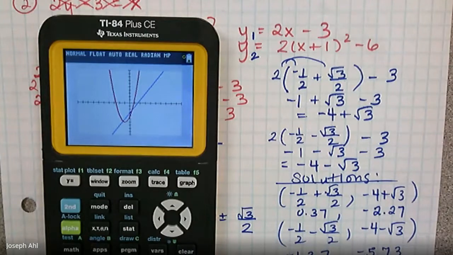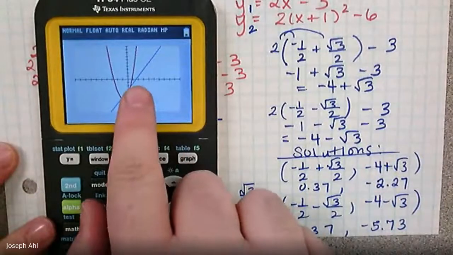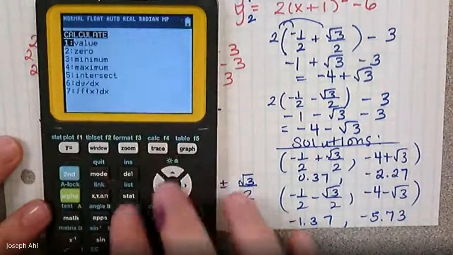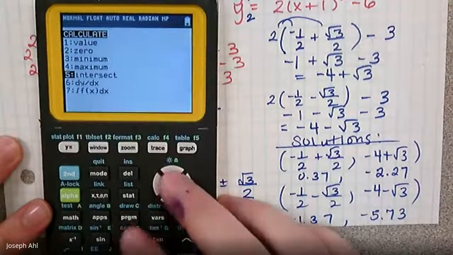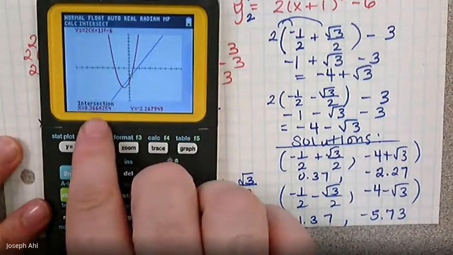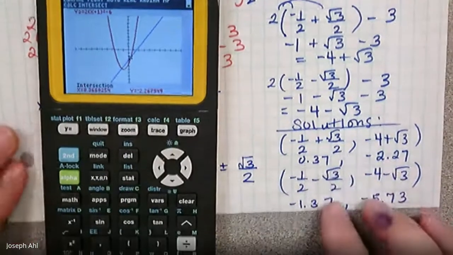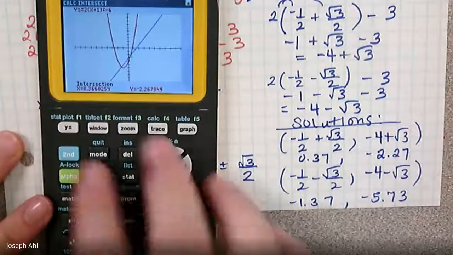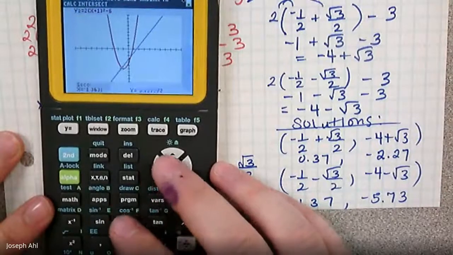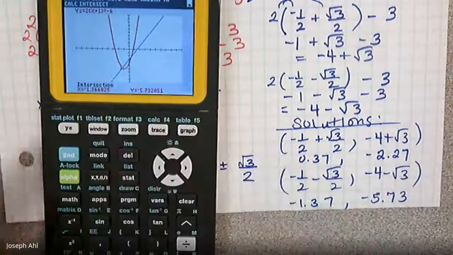Okay, what I want to double check is, are these solutions correct? Is 0.37 comma -2, it looks like it's correct. Could I confirm by finding the point of intersection, second trace, calculate the intersect? Let's see, this point of intersection occurs at, hopefully you can see it on my screen, 0.37, -2.27. Look at us go. All right, is the other one in the correct location? Second trace, calc the intersect of this point right here. That's -1.37, -5.73. Perfect.